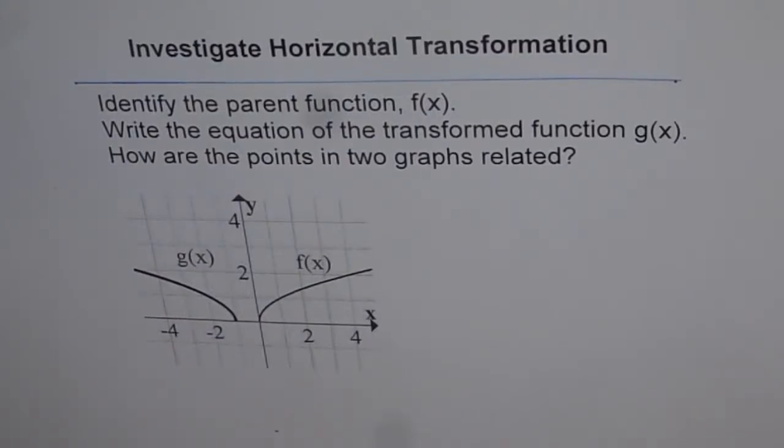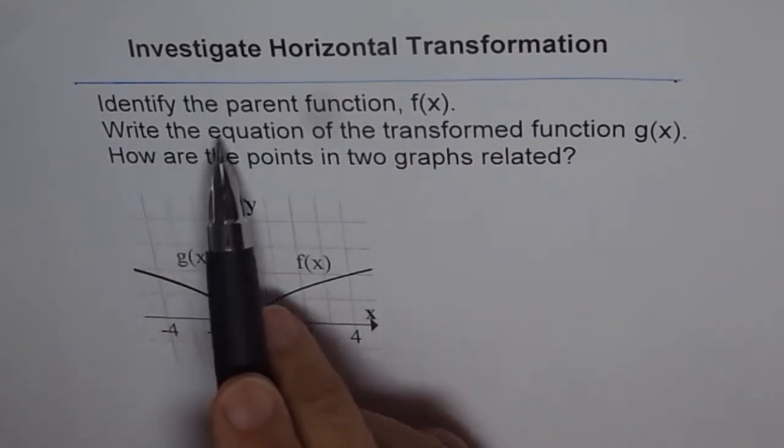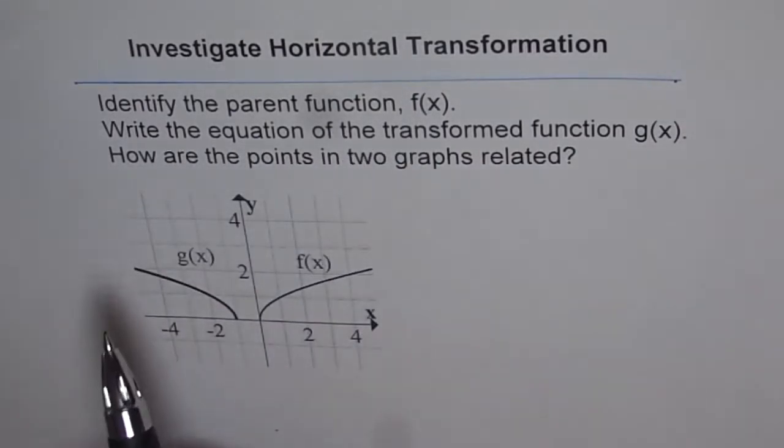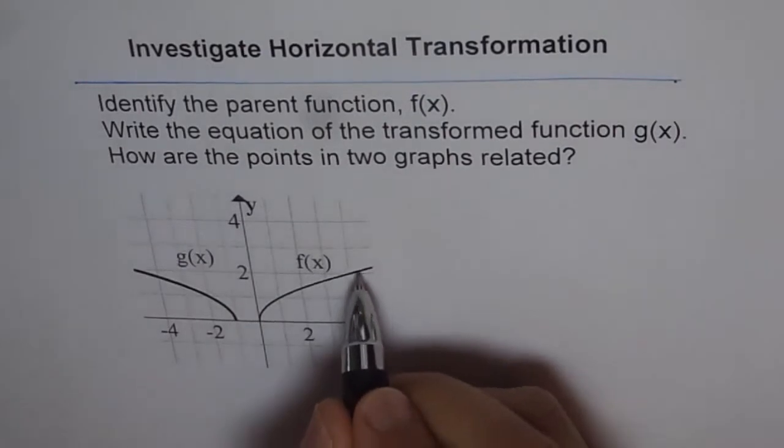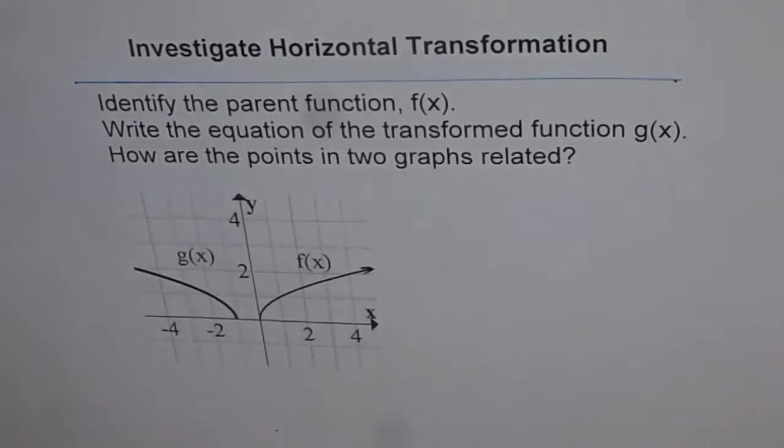Investigate horizontal transformation. Here we'll take the help of the square root function and then try to understand the transformation. Identify the parent function f of x. As I said, it is a square root function, right? Now we'll see how to identify it.